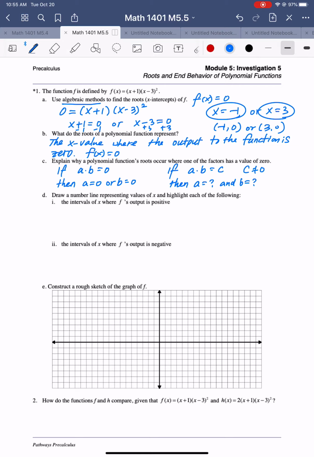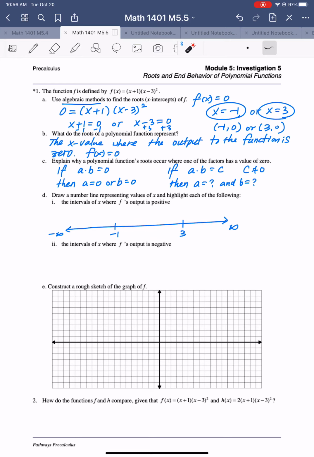D, draw the number line, represent the value of x, and highlight each of the following. So we need to put the number line, and the number line goes from negative infinity to infinity, and then one x value is negative 1, and the other value is 3. Okay, and that gives us 3 intervals: from negative infinity to negative 1, then negative 1 to 3, and then 3 to infinity. So we have 3 intervals.